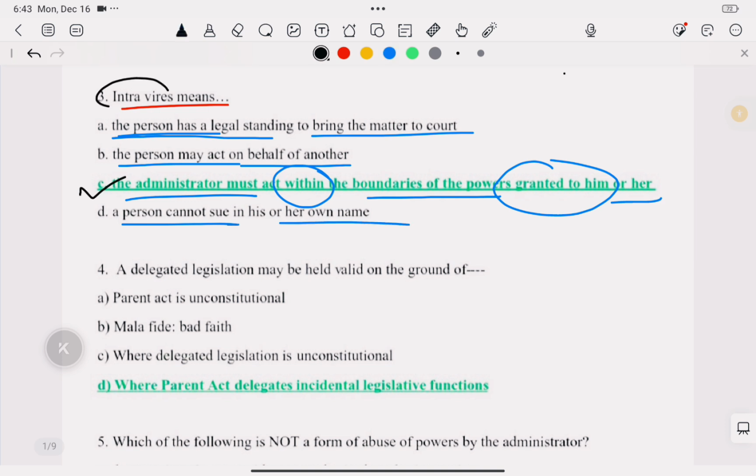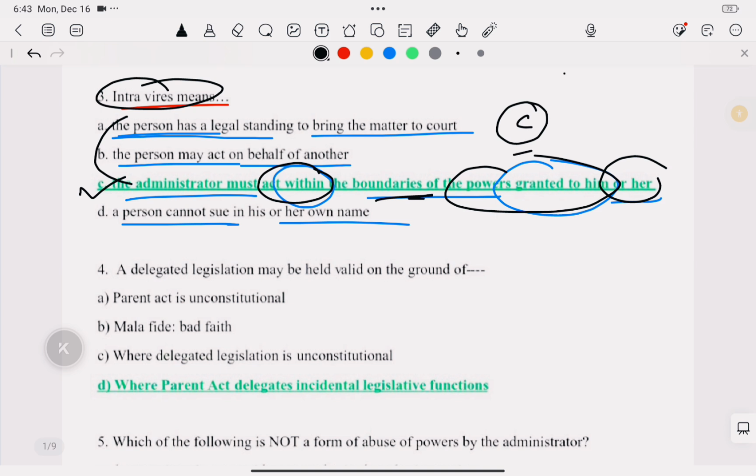That means intra vires means the administrator must act within the boundaries of the powers granted to him or her. So in this case the correct option would be option C. Okay, so intra vires means within the power.